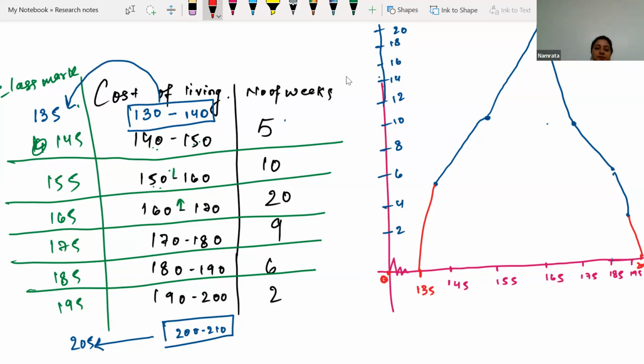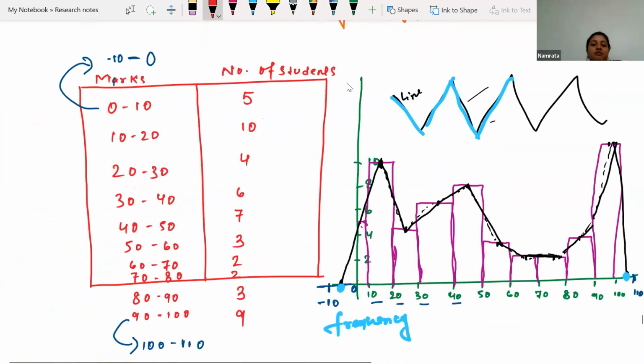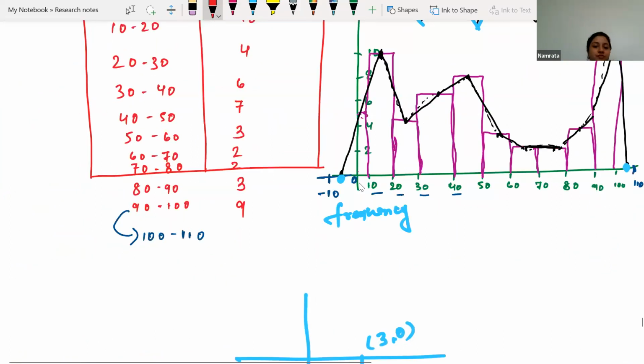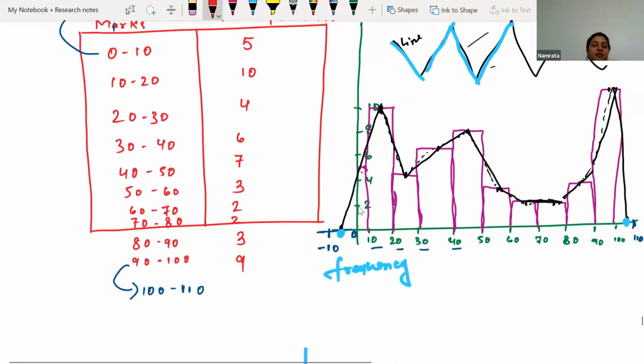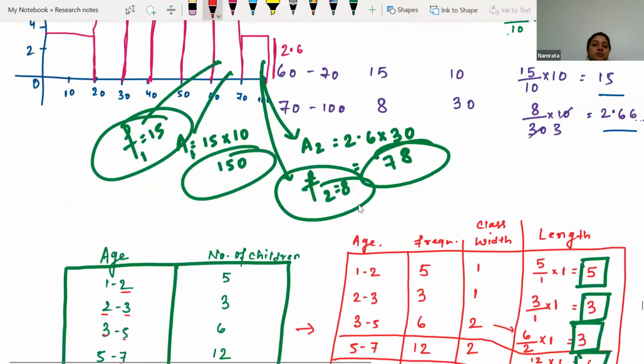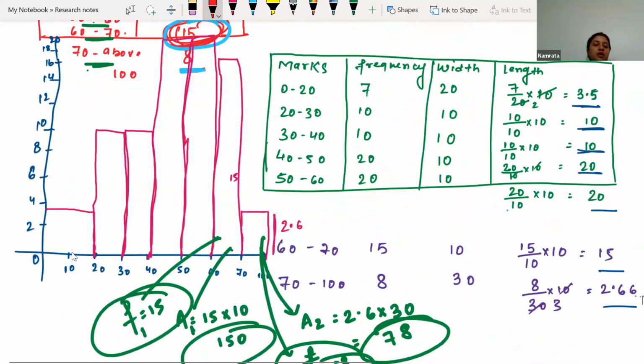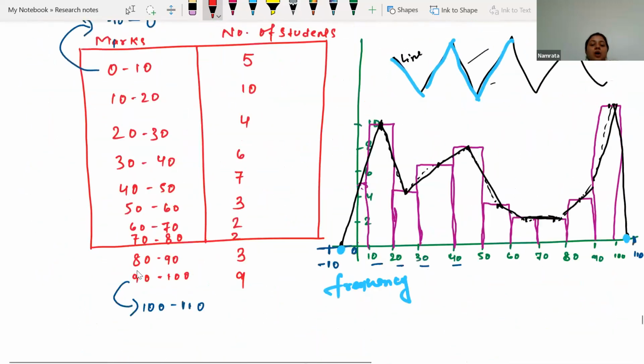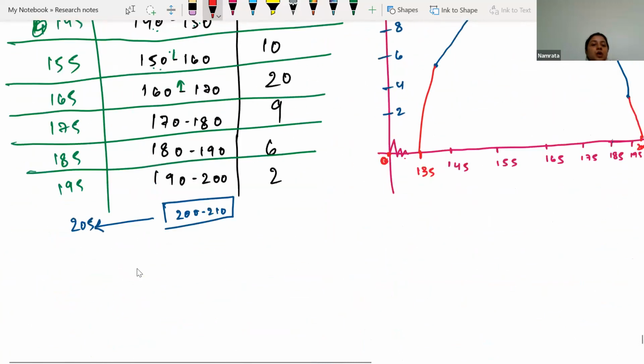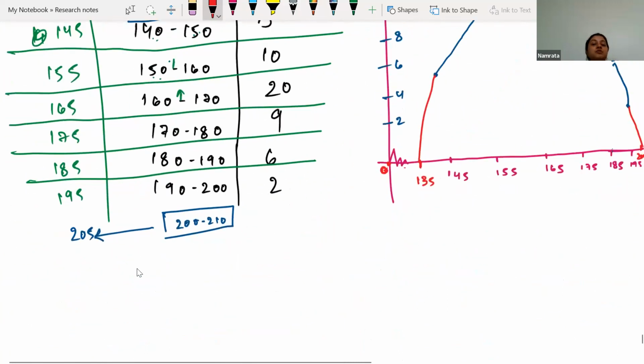Break means we are jumping directly to 135. From 0, we are jumping directly. If you see the previous figure where we have started from 0, I have not drawn the break. Wherever we are starting from 0, here also, you can see I have not drawn the break. You will only draw the break in a histogram or frequency polygon when you are jumping from 0 to any other number. 0 you are not touching at all.